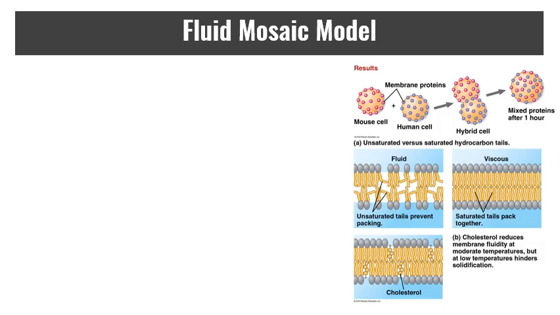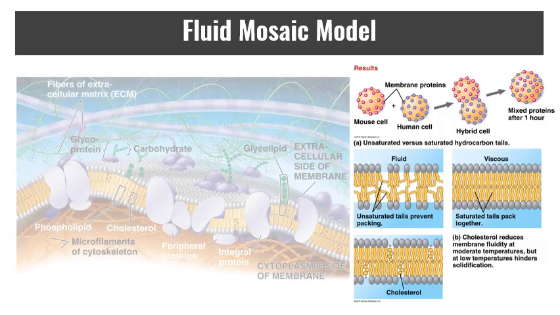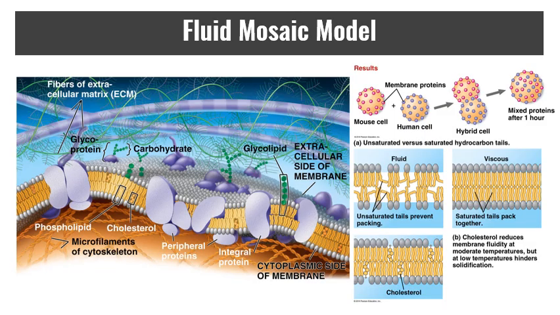Now, the more saturated the tails are, the more solid it will be, or you could add cholesterol to fill in the gaps, and that would also decrease the fluidity. So with temperatures, for example, low temperatures, cholesterol might be used to hinder solidification and hinder freezing, keeping those plant cells or whatever alive in winter. Or you could alter the type of fatty acid that makes up your phospholipid. But regardless, the fluid mosaic model is the best model we have today.